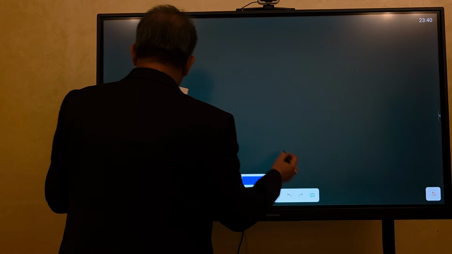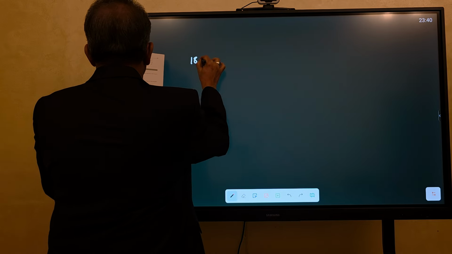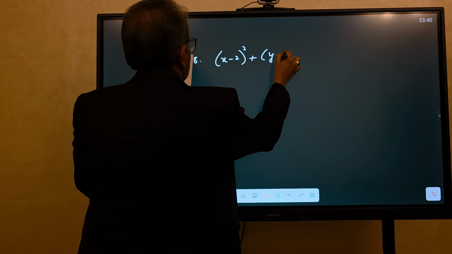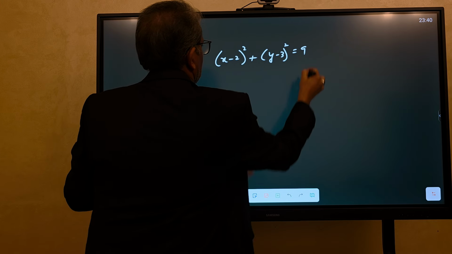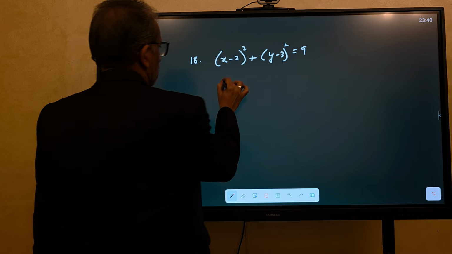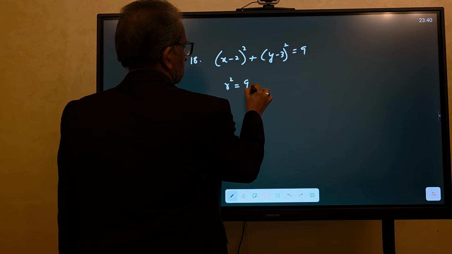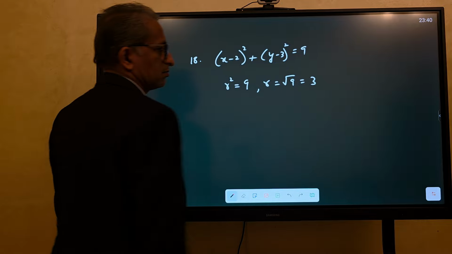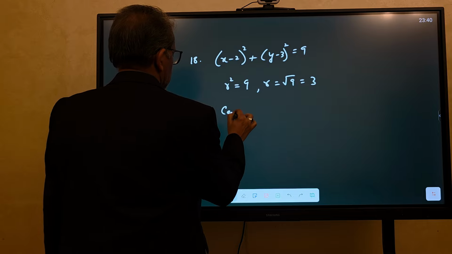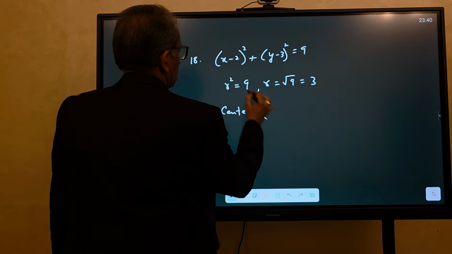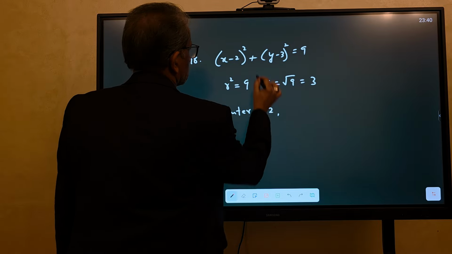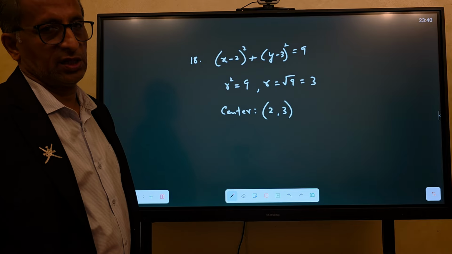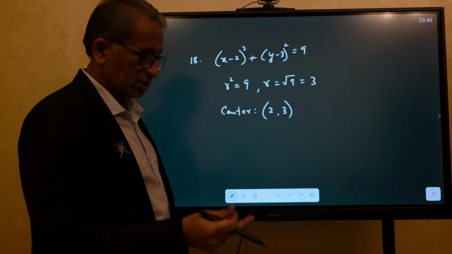In this 18, you see x minus 2 square plus y minus 3 square equal to 9. So what is r square? It is 9. So what is r? It is square root of 9, that means 3. So what is the center? Minus means plus. The center is 2, 3. Earlier it was plus plus, I changed it to minus.